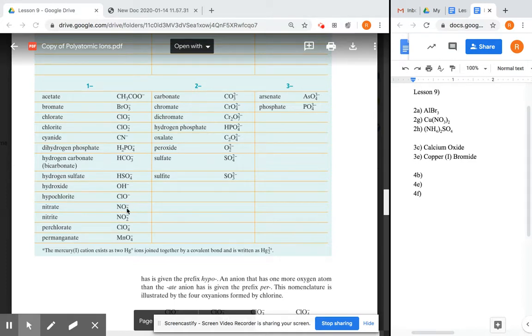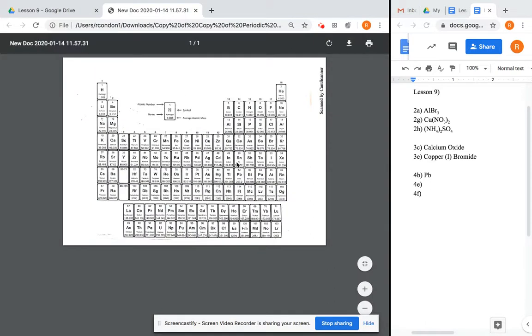That means that our formula needs to have 2 of these. If lead has a +2 charge, we need 2 nitrates, which means that would be 2 negative charges. So lead is Pb. You're going to use your periodic table for that. You're going to find lead, Pb, right here. And then because we need 2 negative charged nitrates, NO3, and then another 2.